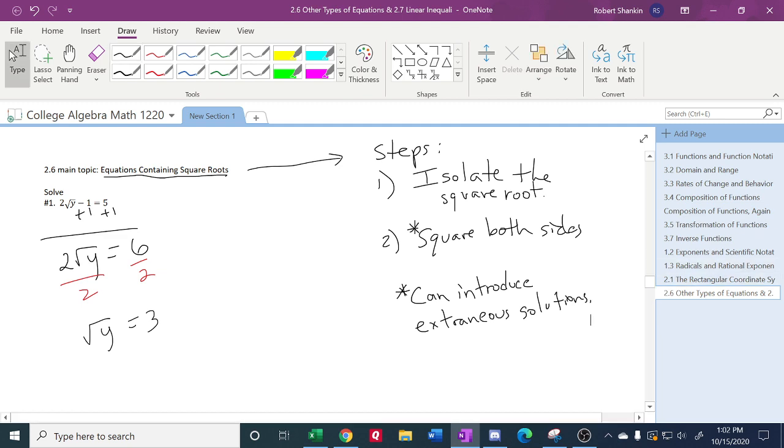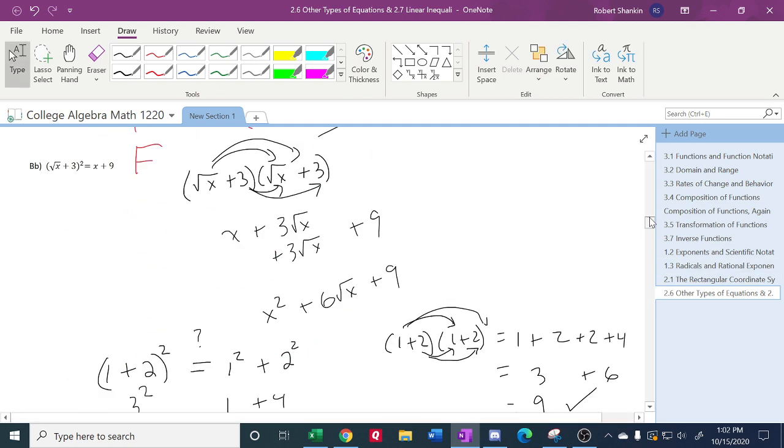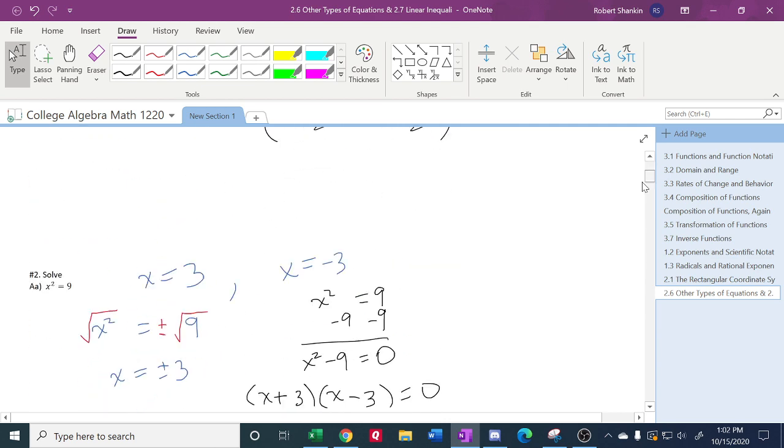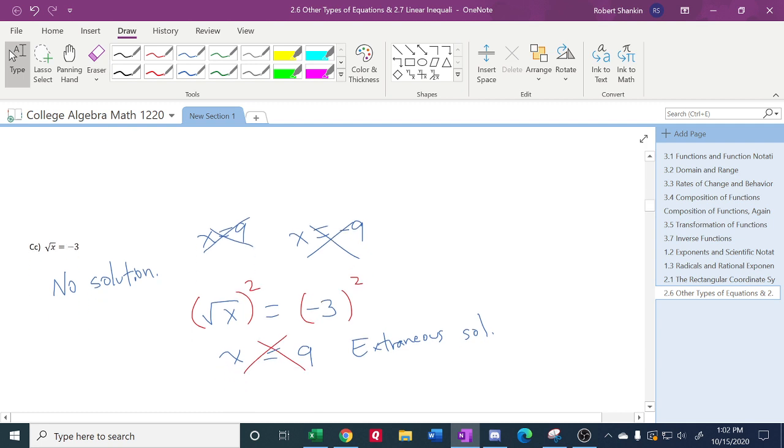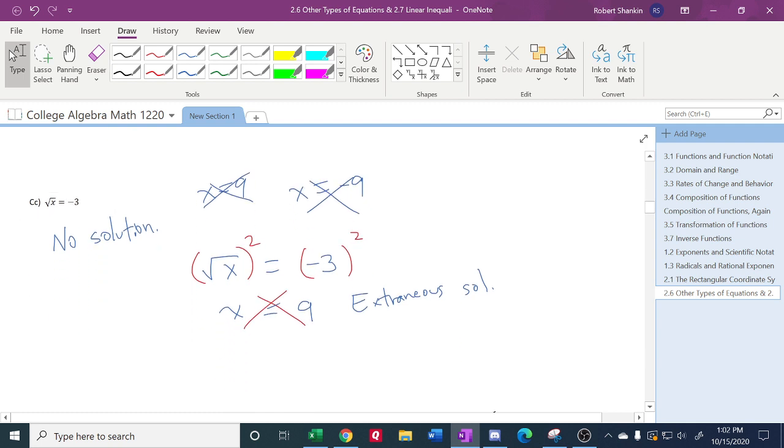And we saw that in the practice quiz way up here. This one had no solution. But when we square both sides, it tells us that 9 is a solution. And this kind of thing happens quite often with equations that contain square roots. It's because of that definition of that radical sign being the principal square root, we wanted it to become a function.